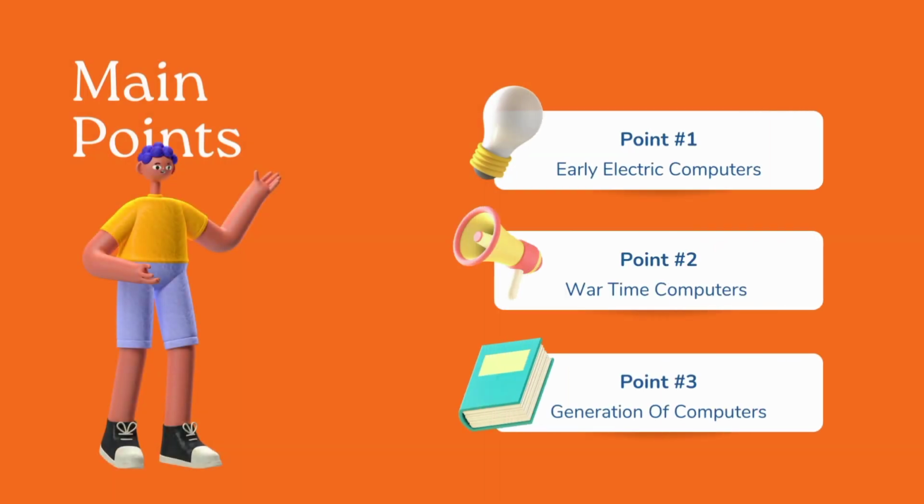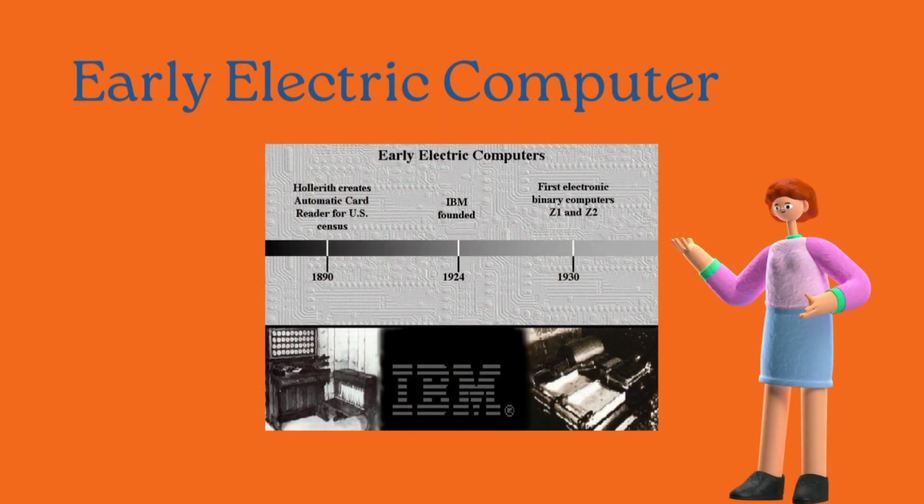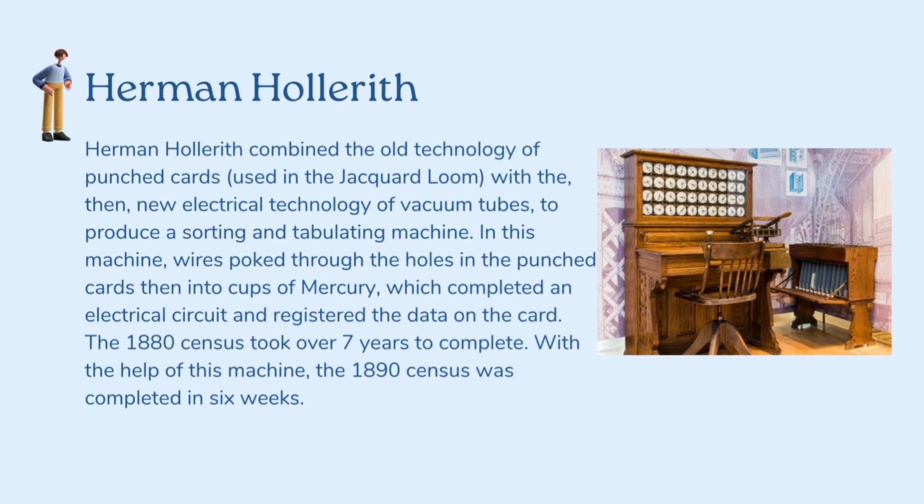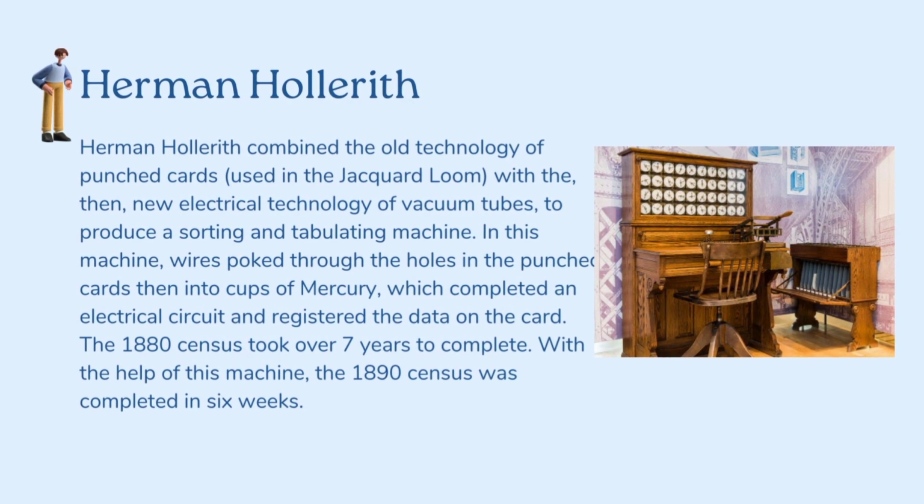So, we will learn about three main points: early electric computers, wartime computers, and generations of computers. There are three early electric computers. Herman Hollerith from 1890. Later IBM introduced their computer in 1924, and after that the first electric binary computers, Z1 and Z2, were introduced in 1930.